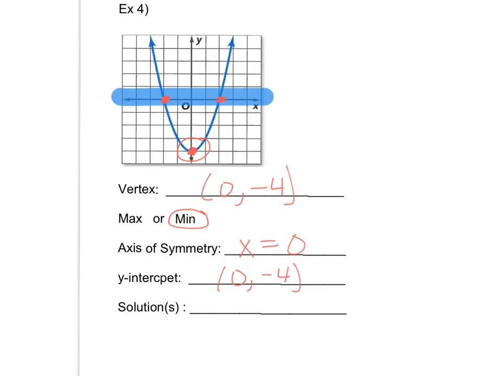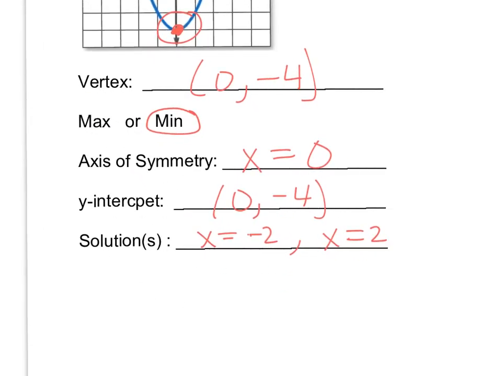So again, I don't care if you put x equals -2 and x equals 2, or if you choose to say -2, 0 and 2, 0. Again, I don't care. Most of you will probably do this the more and more we work on it.